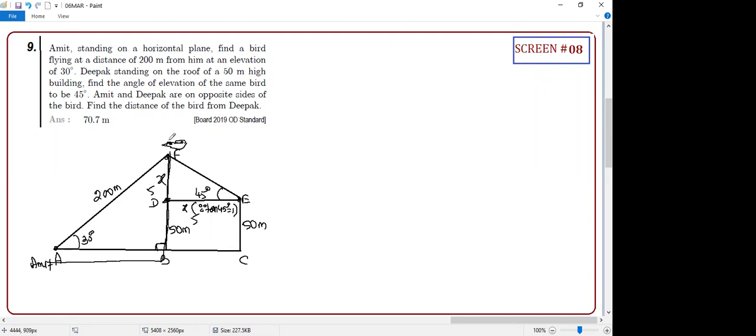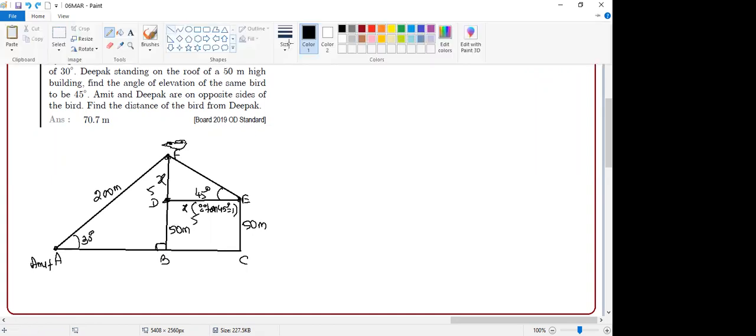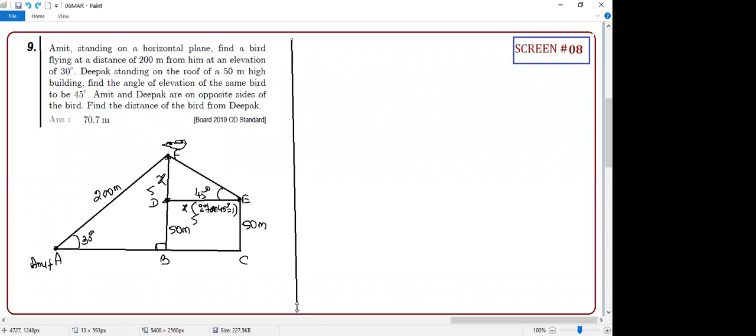Now take the triangle ABF. Anyone can tell me, shall I take tan theta? We can take sine 30, sir. Yes, because I know the hypotenuse and I don't know the opposite side. So which theta will relate opposite and hypotenuse? Sine. Yes, very important, student.